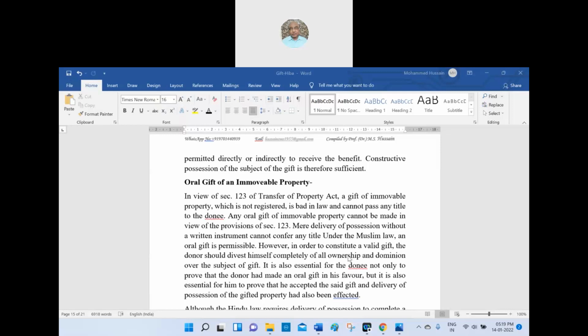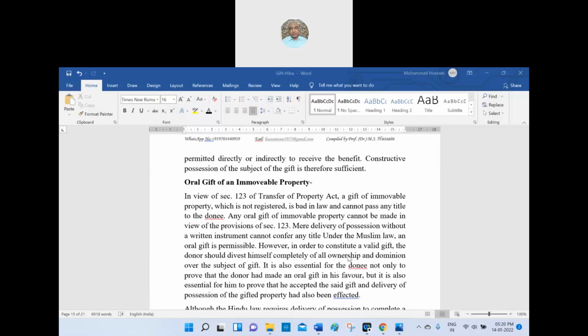Mere delivery of the possession without the written instrument cannot confer the title under the Muslim law. Suppose you have given the land to him, but there is no written instrument, like a registration given in his name, then it is not a valid gift. And an oral gift is permissible. They say the oral gift is permissible, but to avoid further litigation, it should be in black and white.